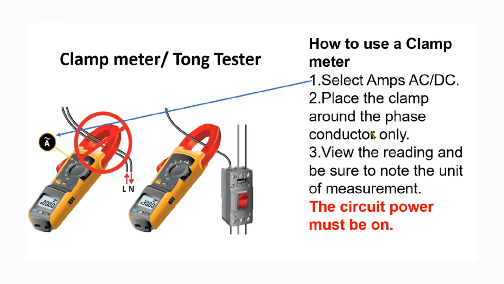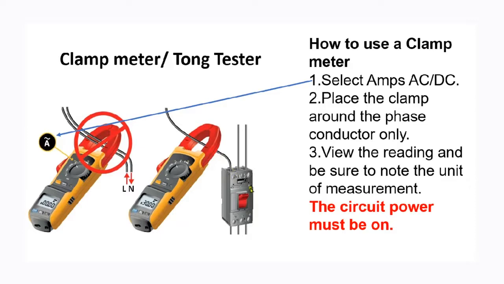Students, let me emphasize that point. This is the clamp. The clamp is the red part that you see on the top. Place the clamp around the phase conductor only. There are two drawings that you see indicated on the slide. In the first drawing, you see that we don't have the clamp around the phase conductor only. We've got the clamp around the phase conductor and the neutral. That is incorrect. You should remove the neutral wire and only put the clamp around one conductor.